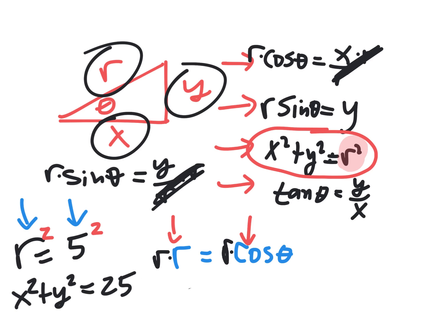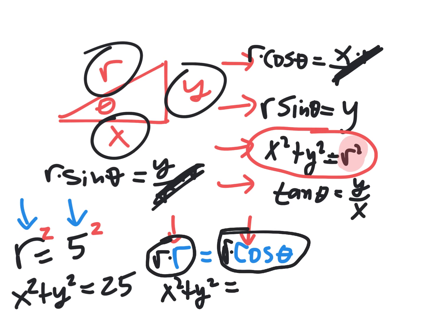Now look at how quick that changed to r squared, which is x squared plus y squared. And then r cosine theta is right on my list. r cosine theta is x. There, it's changed to rectangular.